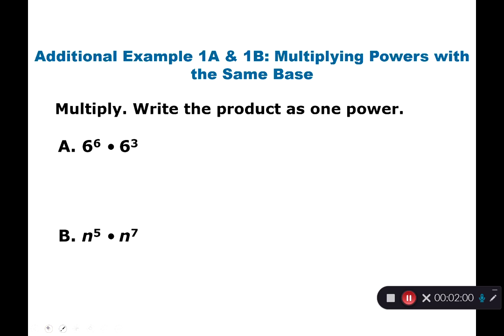So here we have two problems. I have 6 to the 6th power times 6 to the 3rd power. Now the first thing you could do is multiply these out. However, it would be much easier to say I have the same base, so I'm going to add my exponents when I multiply. So I wind up with 6 to the 9th power. All right, again, n meaning any base, right? Same. So again, n to the 5 plus 7, which is n to the 12th power.